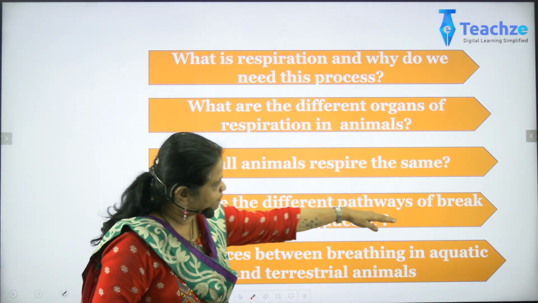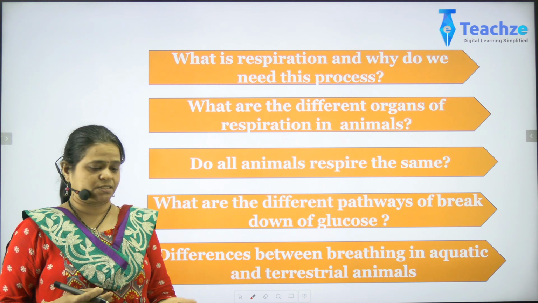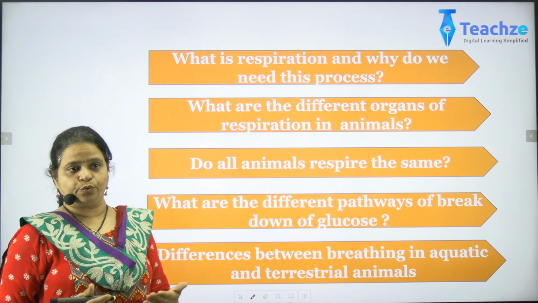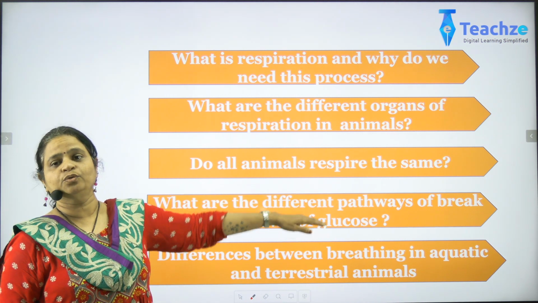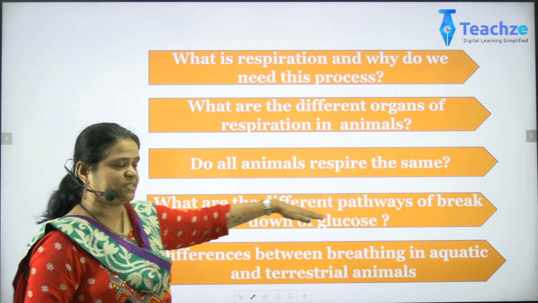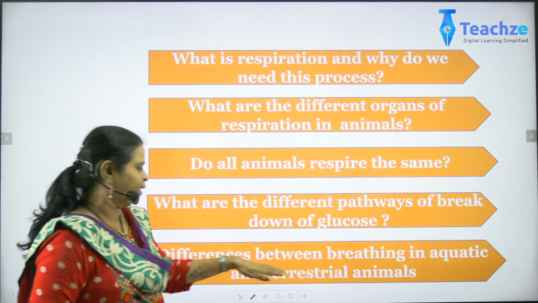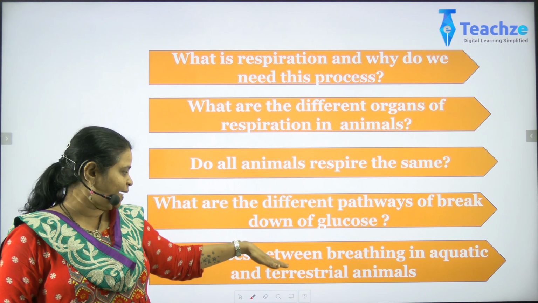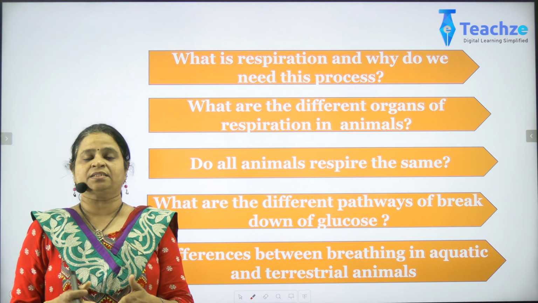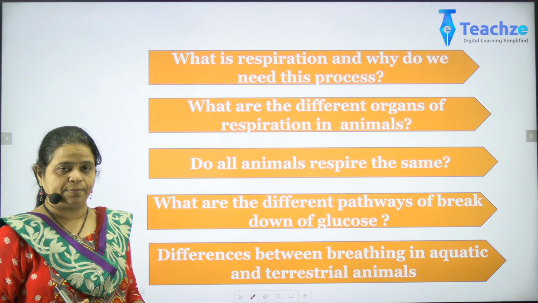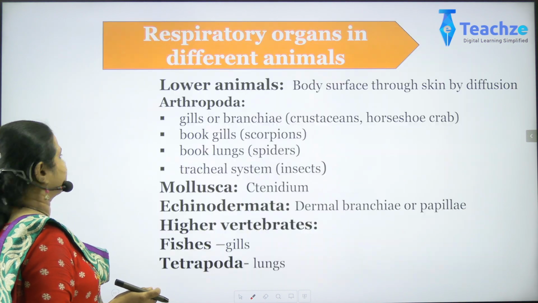Now, what are the different pathways of breakdown of glucose? The food liberates glucose, which has to be broken down to release energy. So the various methods by which glucose can be broken down can be seen in this topic. Then, differences between breathing in aquatic and terrestrial animals. We will try to understand whether the land animals and the aquatic animals breathe the same and require the same amount of air. So with this introduction, let's get into this particular topic.